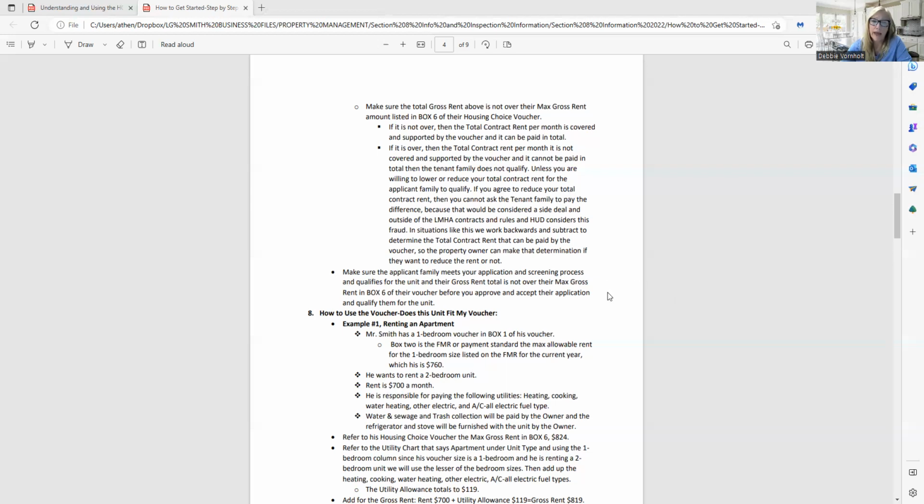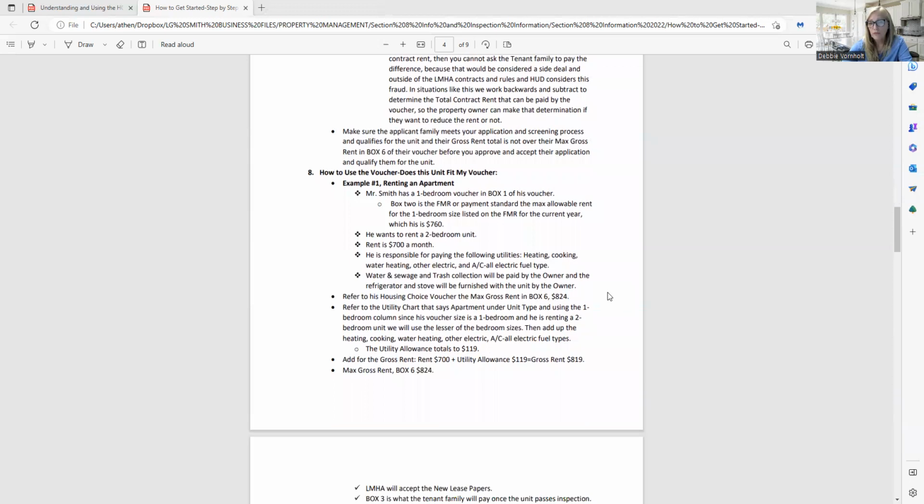And they have a lot of examples in here. So one example here is for an apartment, a 1-bedroom voucher, and that will be noted in box 1. And it says how much rent they'll pay. So rent, in this case, when he wants to rent a 2-bedroom unit and the rent's only $700, he has to pay all the utilities and everything and sewage. So you look at the housing voucher and the max gross rent in box 6 is $824 in this example right here. Okay, it lists it right here.